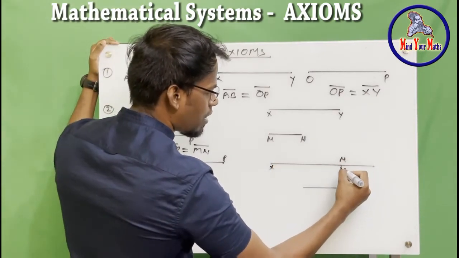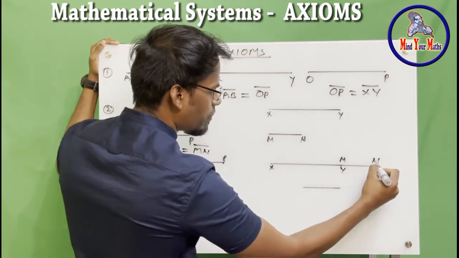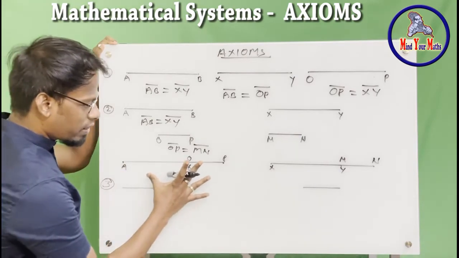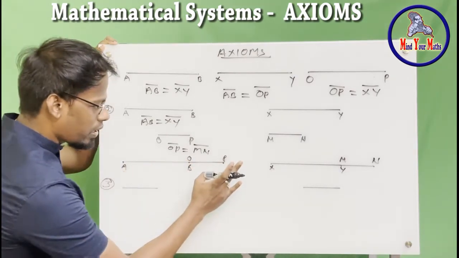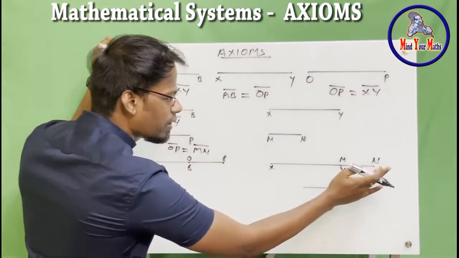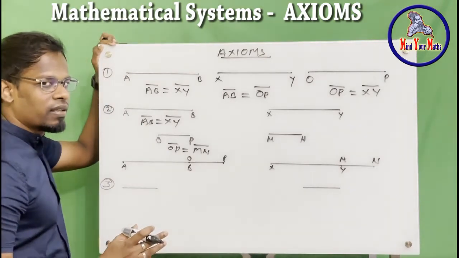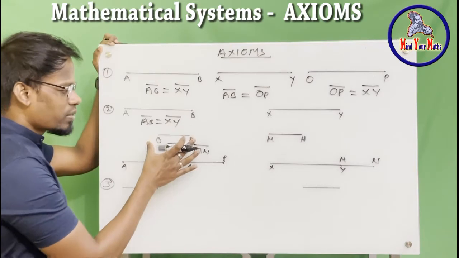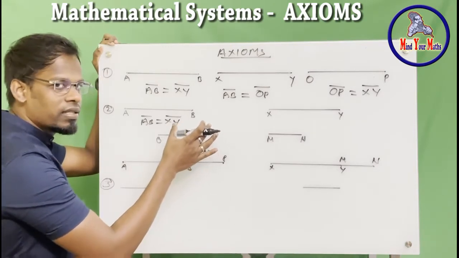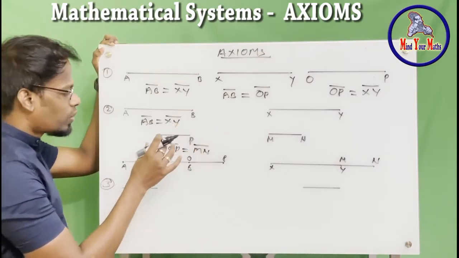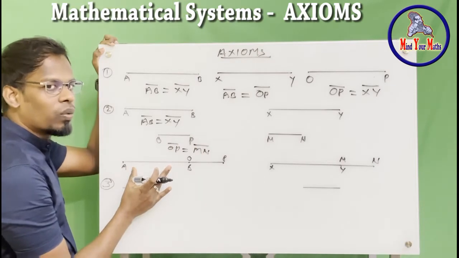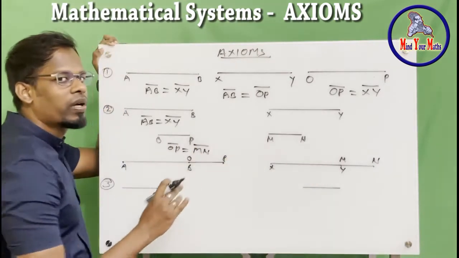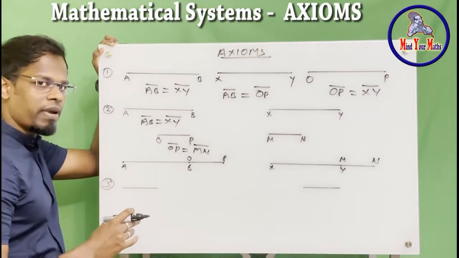So M starts immediately and then it goes up to N. Got it, right? So now you see the total length of this one from A to P as well as X to N, are they equal or not? Yes, they are equal, right? So adding the equals together, you will get the whole also will be equal. Whatever the end result will also be equal. So that is what the axiom 2 means, right?